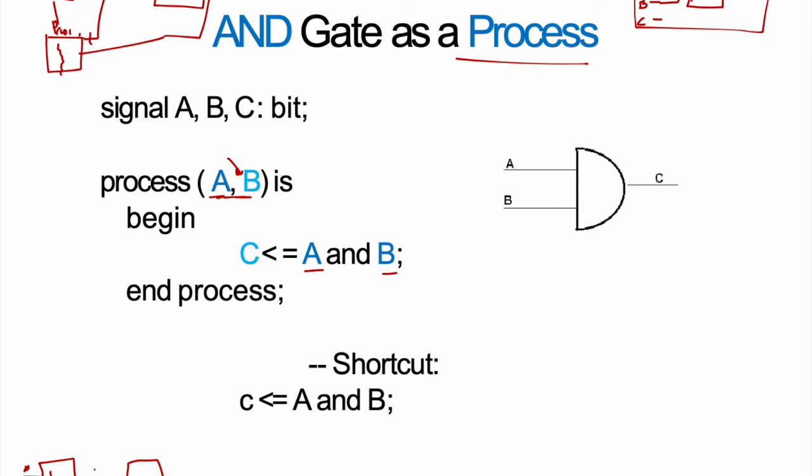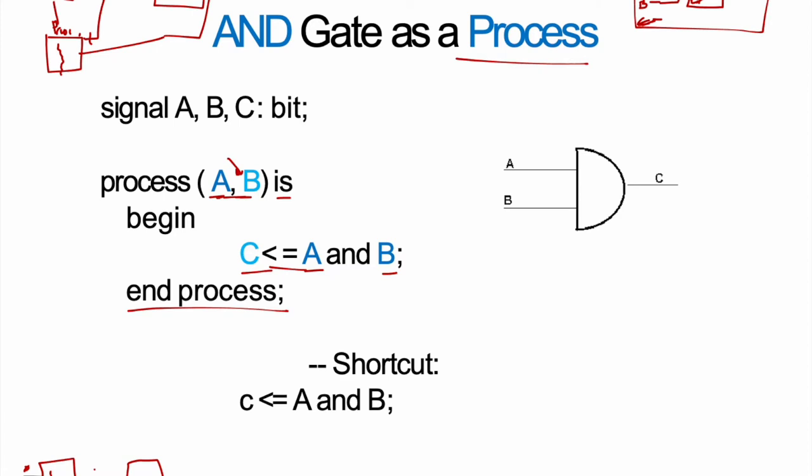So we said the process, which is this black box there, and we said begin to start describing its architecture, and we say C equals, or we assign A and B to C, and that's all we implement, just an AND gate, right? And afterwards we need to end the process. So we have our process being this AND going there, and that will give us the signal C. Let me get rid of this C. So that's the circuit we have created.